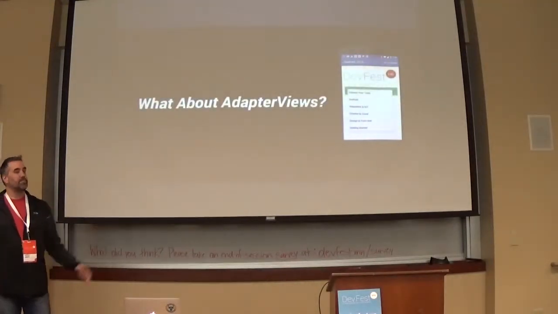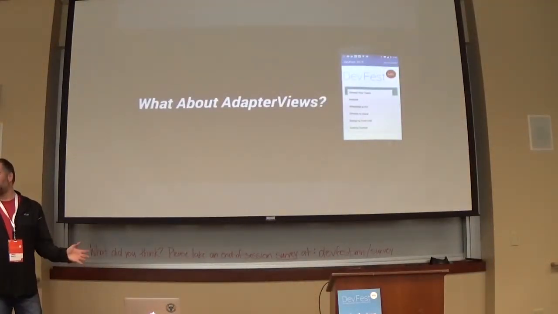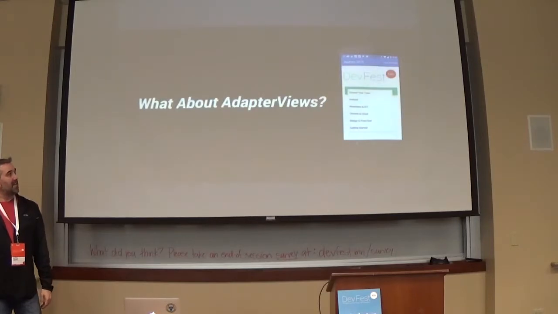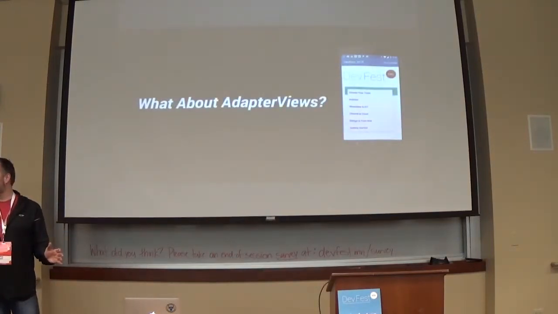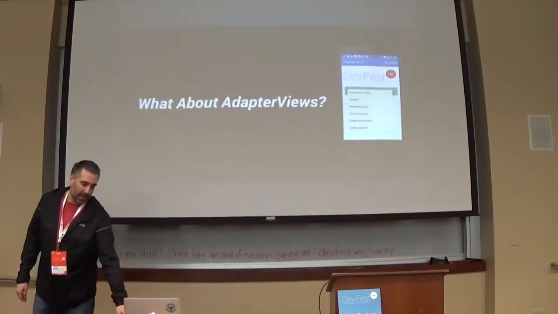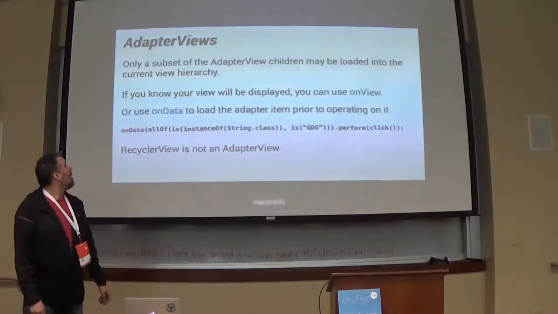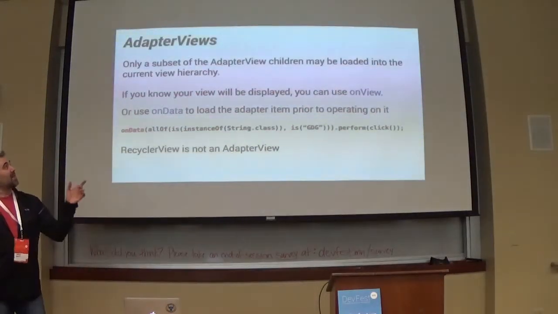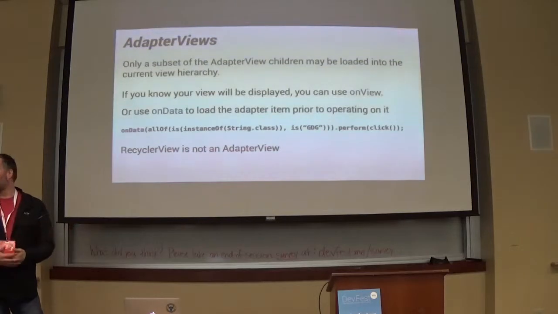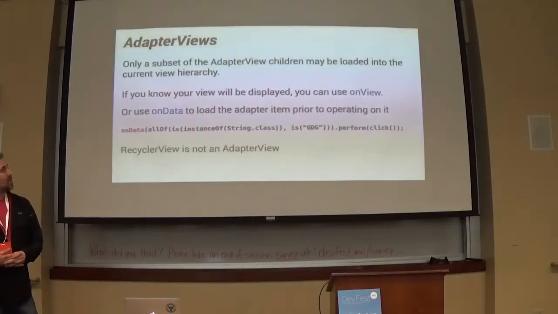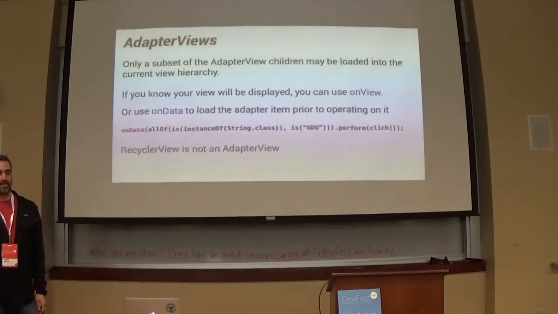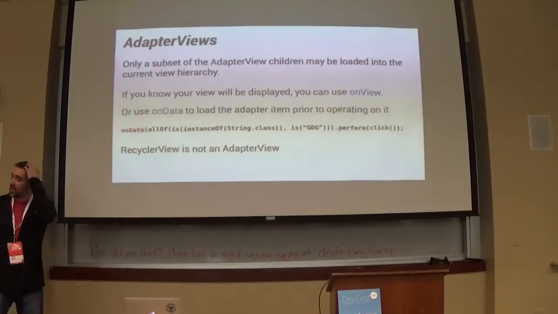So I'm talking about views, but what about adapter views? They present a little bit different problem than a traditional view, because only a subset of the adapter view's children are going to be displayed on the screen at any given time. So you don't know whether the item you're looking for is going to be displayed or not. Could depend on the screen size, could just depend on how long the list is.